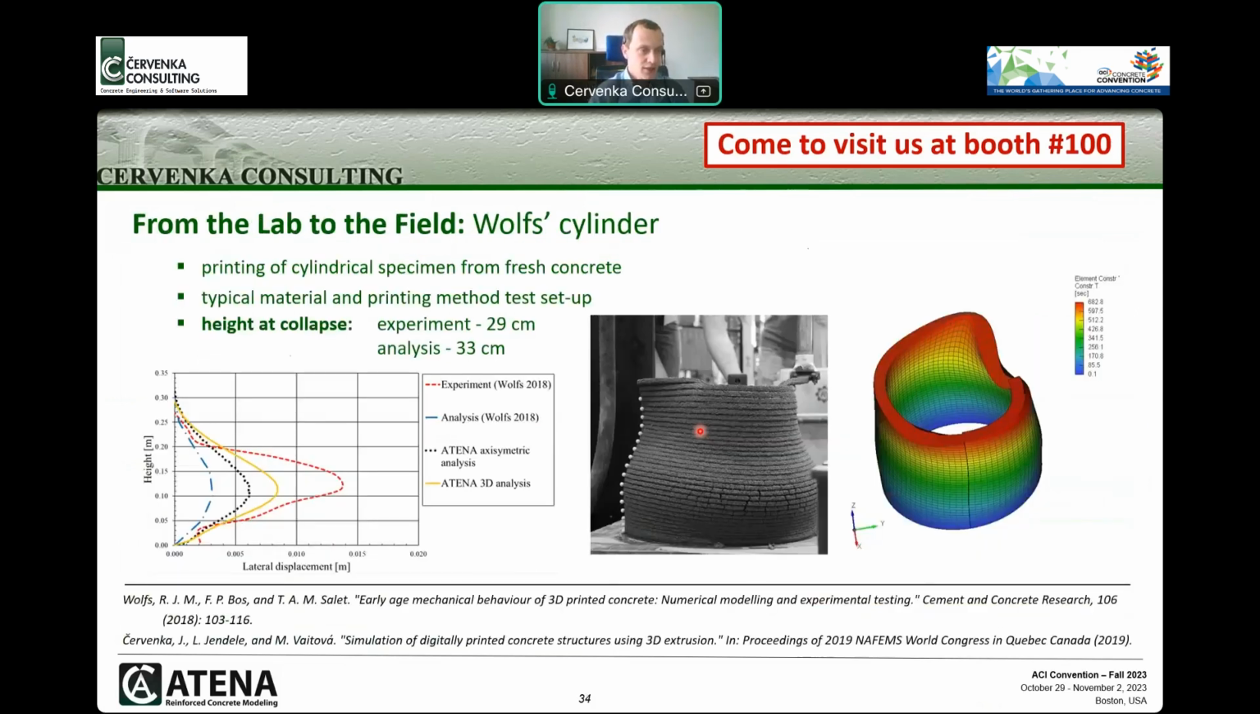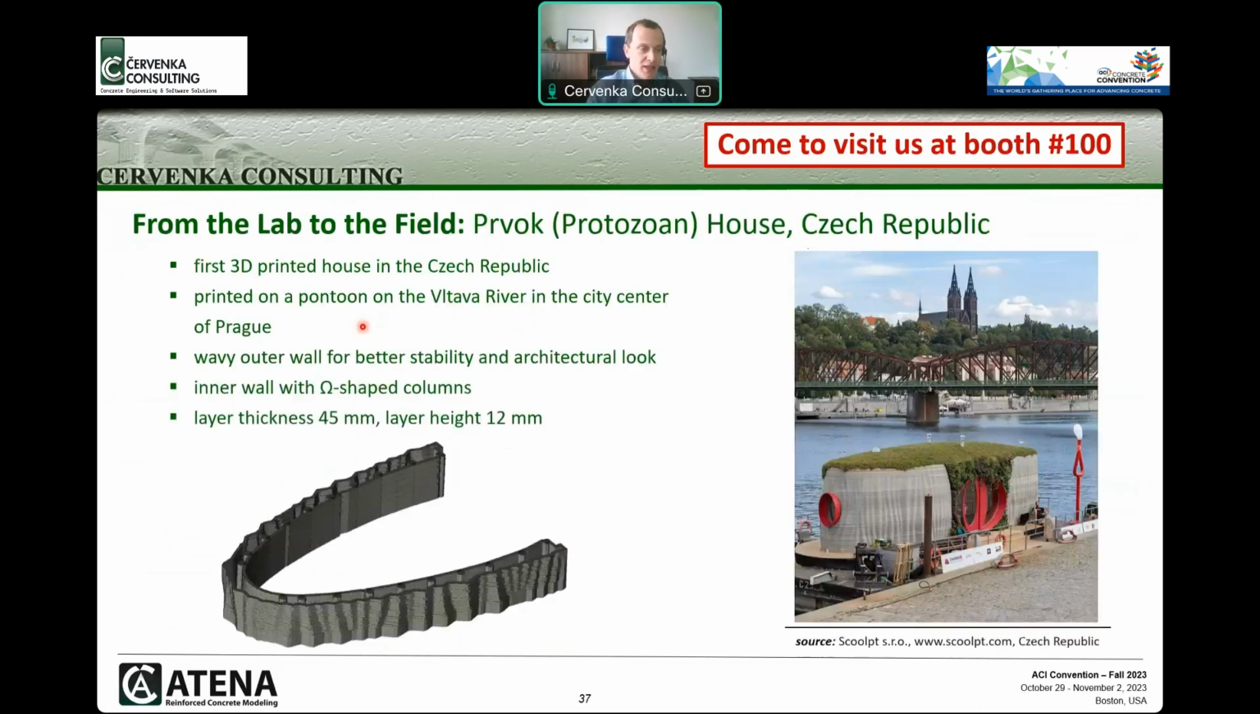Here, this is an example. This is a simple laboratory test of a cylinder being printed until the collapse is observed. You can see that the Atena results quite well agree with the experimental value. And now I would like to show you one last example of this concrete printing. This is a house. Actually, it's the first 3D printed house constructed in the Czech Republic. It was printed in the city center of Prague, of our capital.